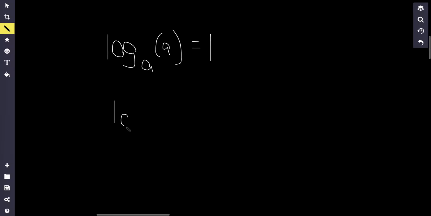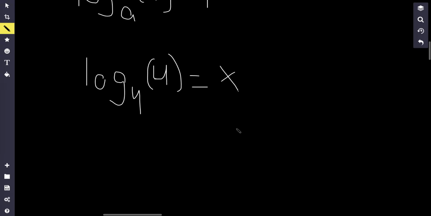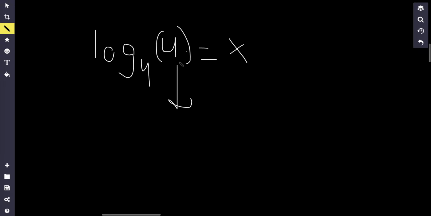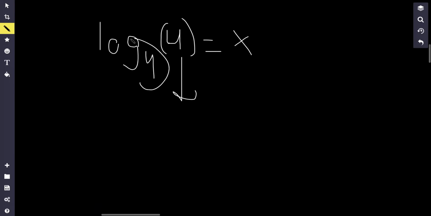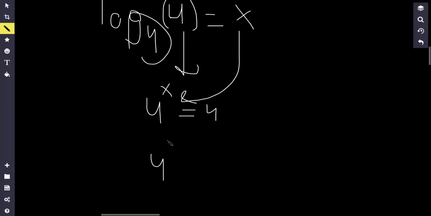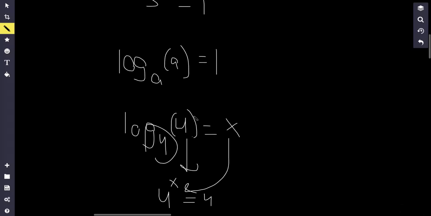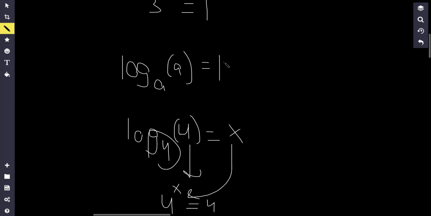For example, if I have log base 4 of 4, and I wanted to find out what this was equal to, well, if we rewrite this as an exponential equation, this is the same thing as 4 to the x power is equal to 4. And obviously, 4 to the first power is equal to 4. So x has to be equal to 1. So log base a of a is equal to 1 because any number to the first power is equal to itself.